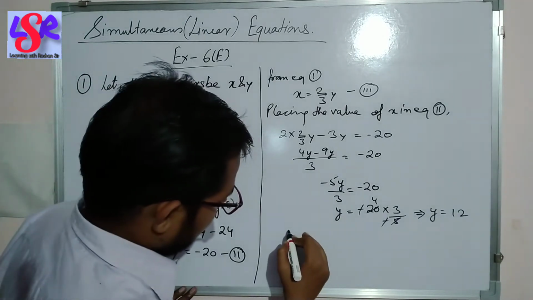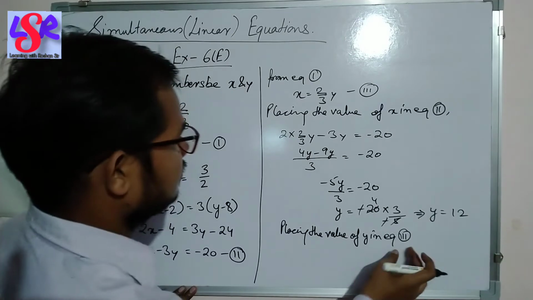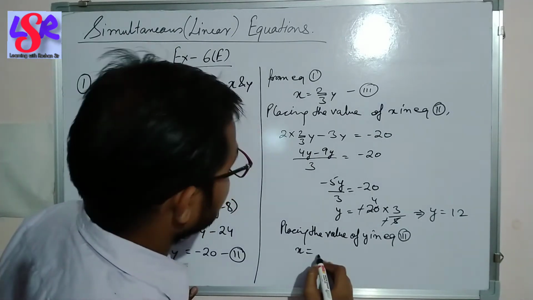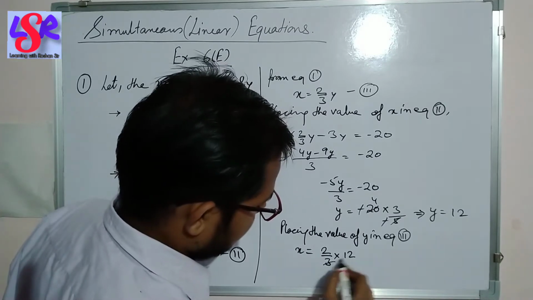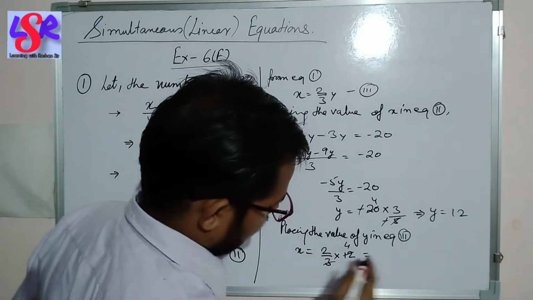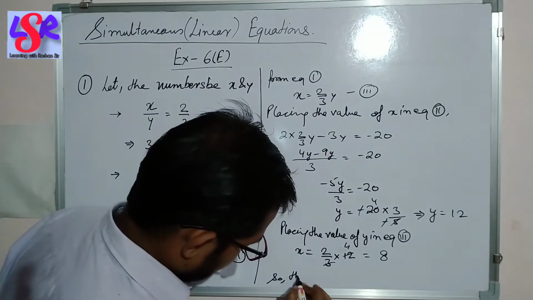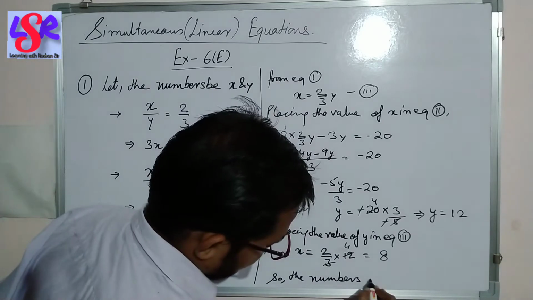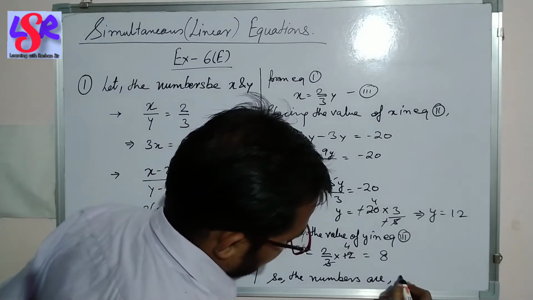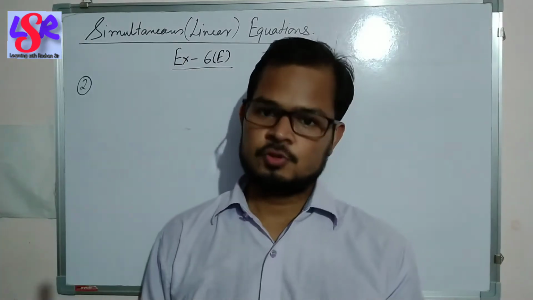Now we can place the value of y in the third equation to get the value of x, and placing the value of y in equation number 3, we get x equals 2 upon 3 into 12, that is 4. 2 into 4, that is 8. So the numbers are 8 and 12.